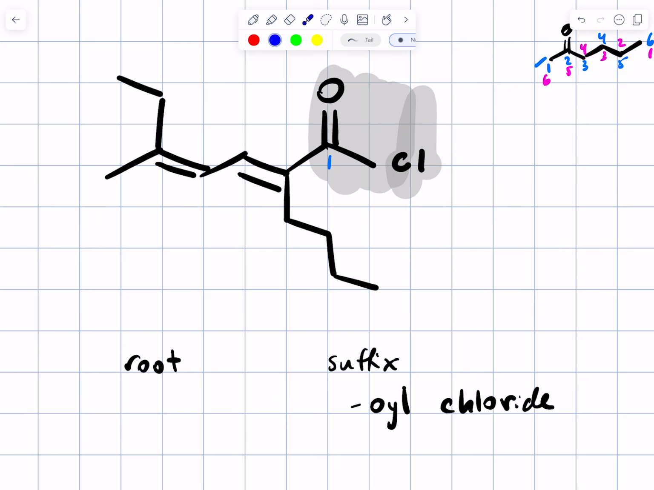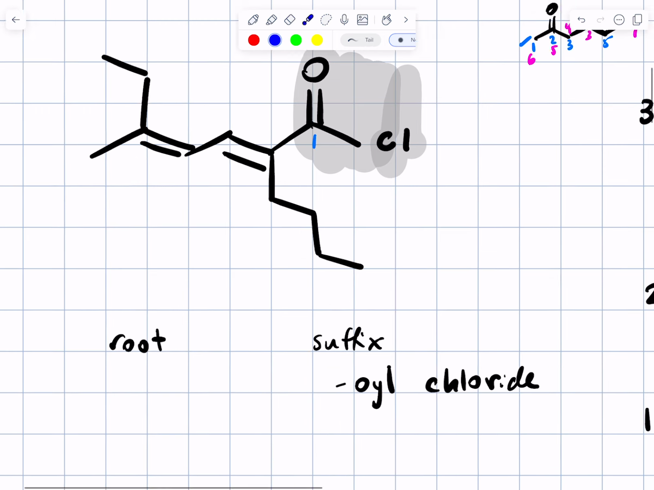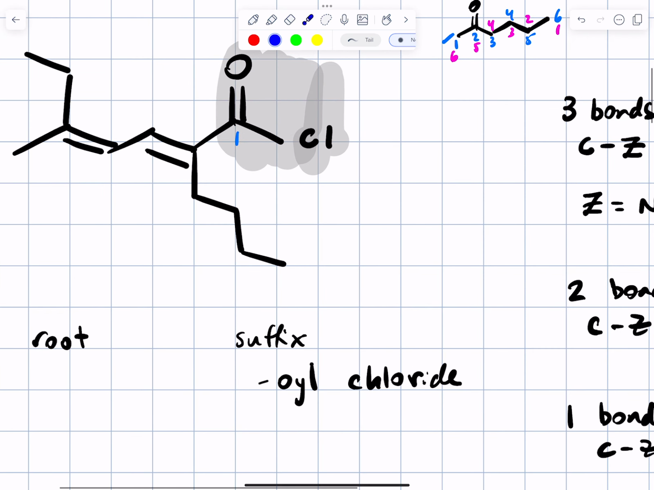Yes? On the chart that has all the suffixes, it says oyl chloride for halide. Would that change, like, oyl bromide? Right, good question. If this were a bromide, if this were Br, we'd just say bromide. It's the oyl, however you want to say that, and then the corresponding atom that's right there.